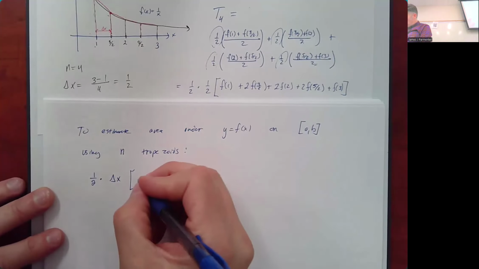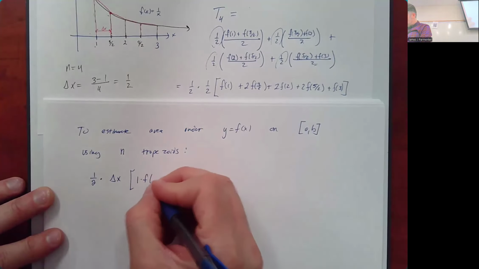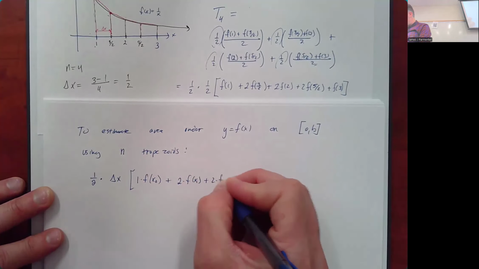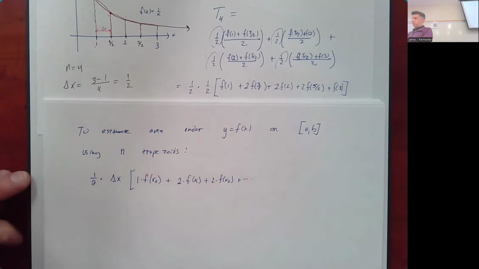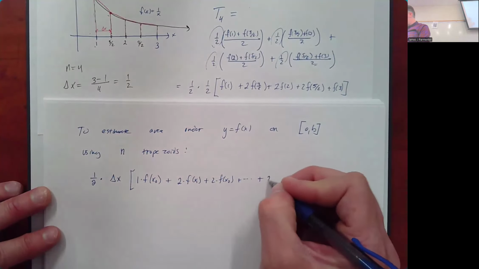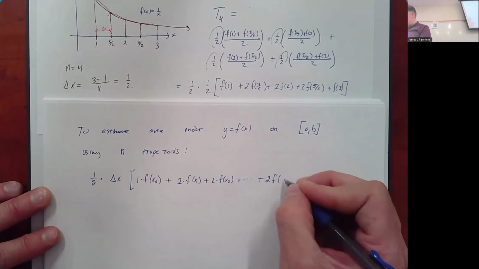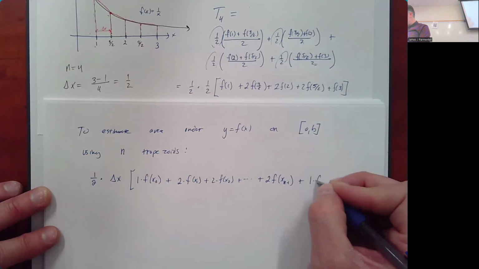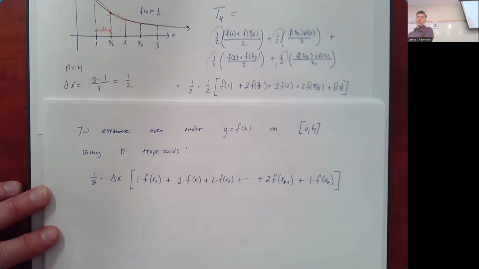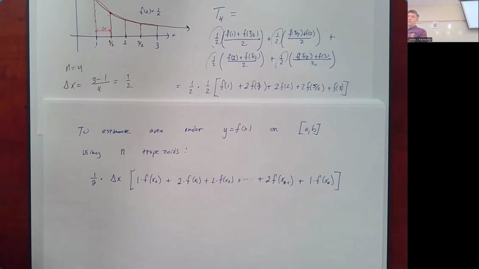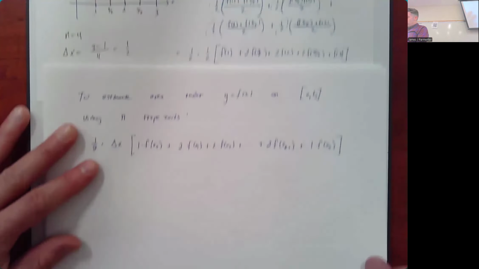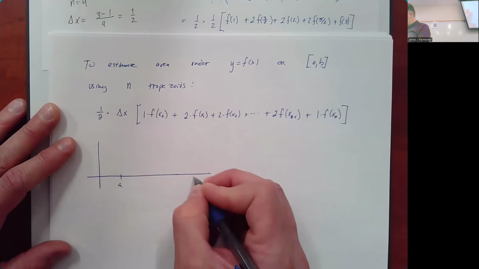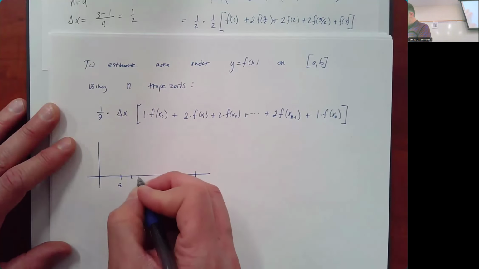So it's going to be 1 times f of x sub 0 plus 2 times f of x sub 1 plus 2 times f of x sub 2 plus 2's for as long as you need them, all the way up to the second to last term, which is f of x sub n minus 1. And then finally at the very end, a 1 times f of x sub n. Where it's the usual kind of partition of a to b that we've done in the past. Right, so just to fully say, you're going from a to b and you're breaking it up into n subintervals.